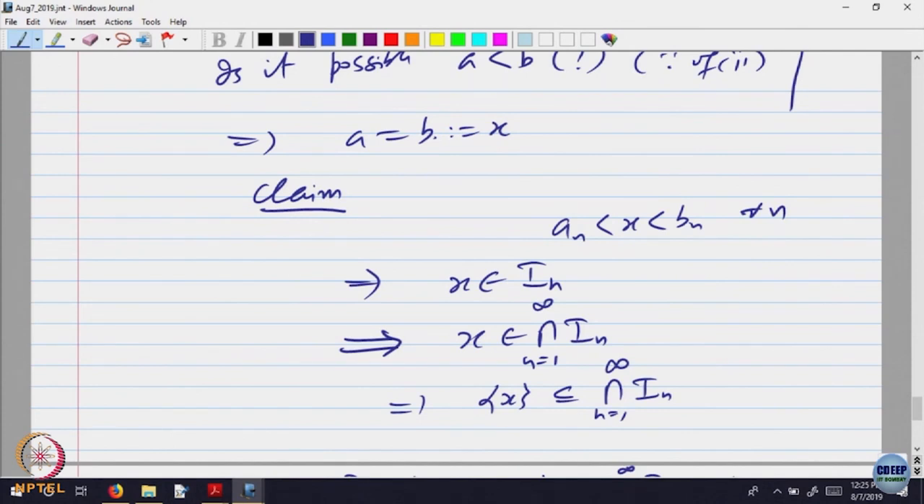So try to go through the proof yourself and try to understand. This is how you will understand and then remember what conditions are required: where in the proof we use the fact that the I_n's are closed intervals. Let me give you some examples, and then probably that will help you to understand.